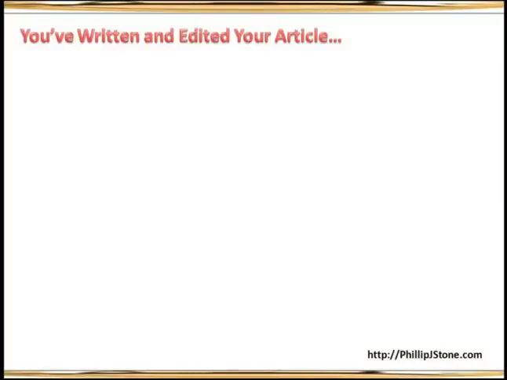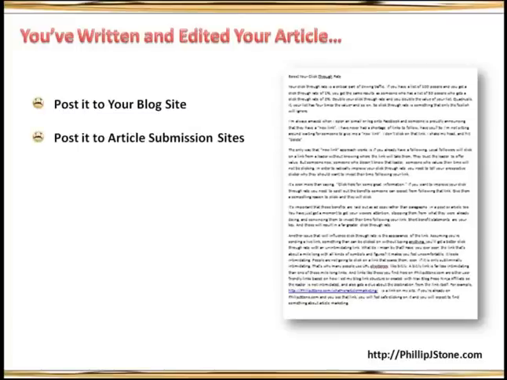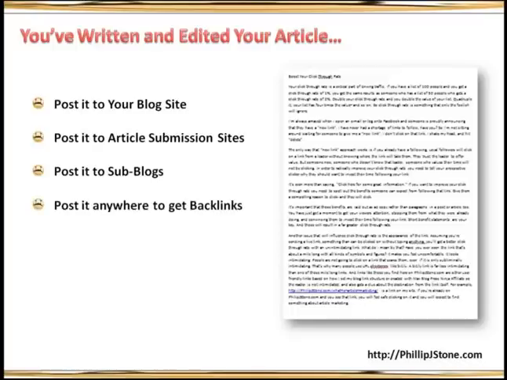So you've written and edited your article, got a beautiful looking article there, and you're all ready to post it to your blog site. But a lot of work went into that article. You want to post it to an article submission site too, maybe a bunch of them. You might want to post it to sub-blogs. Maybe you have a blog that's set up that you've got links going from there to your main blog and you want to have the article up there as well. You want to put it in different places. Maybe you want to post it all over the internet to get backlinks.